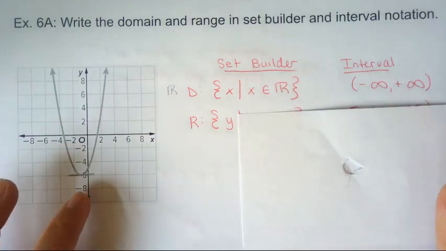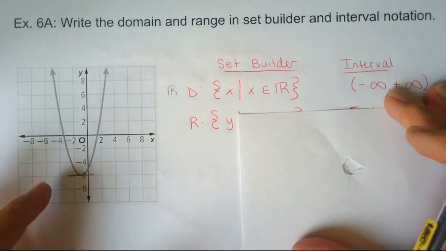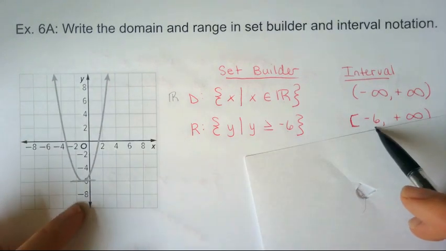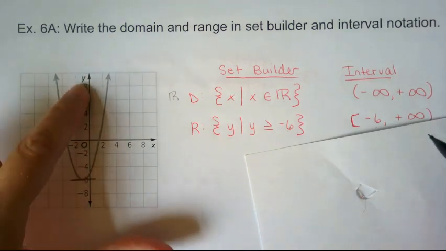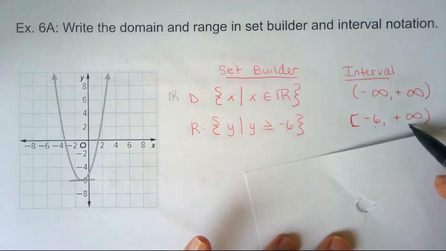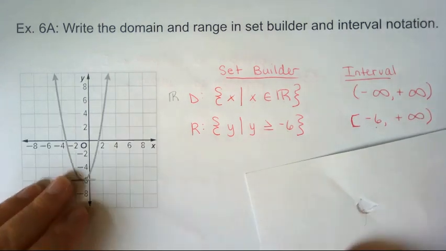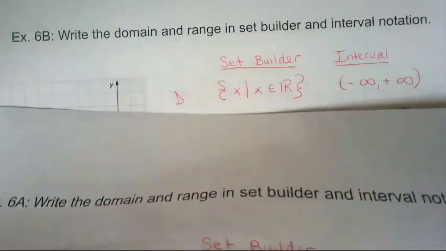Since we started at negative 6 on this one, it's a little bit different. So I'm starting at negative 6, which is why I'm doing a square bracket, because it is included. And then I'm going up, so that's going to go up towards positive infinity. And then I'm doing a regular parenthesis again because of the infinity symbol. Pause the video and see if you can try the next question.